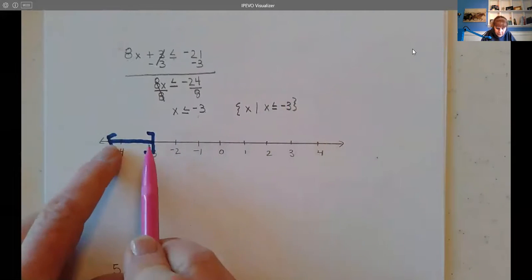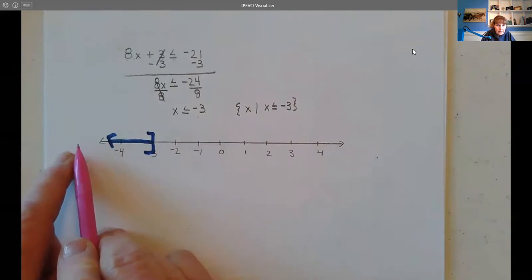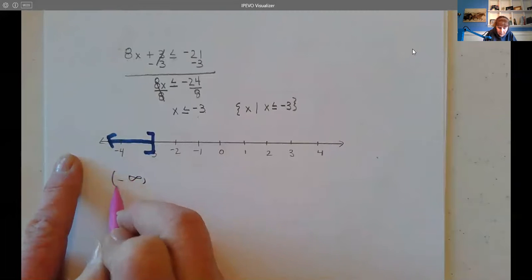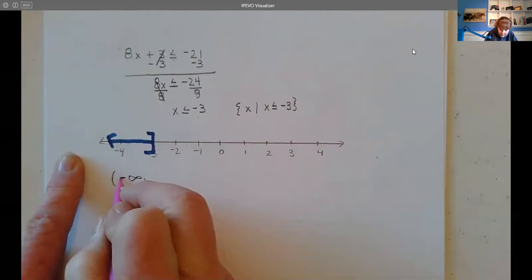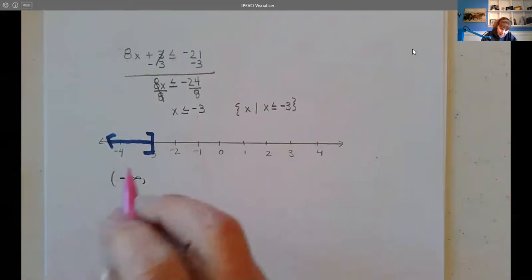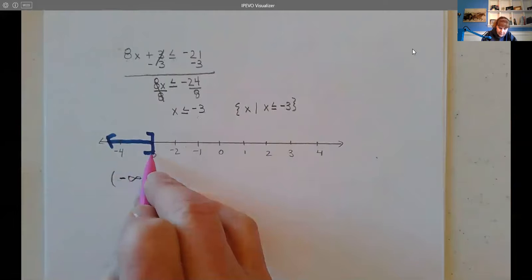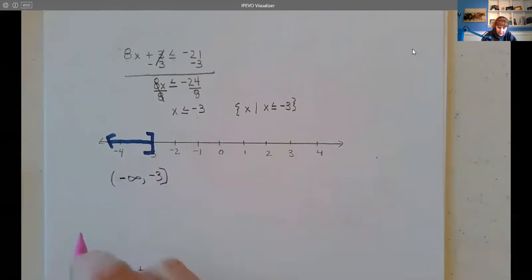Our interval solution: the number that would be the furthest to the left is going on to the left forever, and that's how we represent negative infinity. A number that's the furthest to the left that you could ever have, goes on forever to the left, is negative infinity. And it's going to stop. So we're going to start at negative infinity, and we're going to come to this number and stop, -3. But we're going to include that -3. So again, those two match.